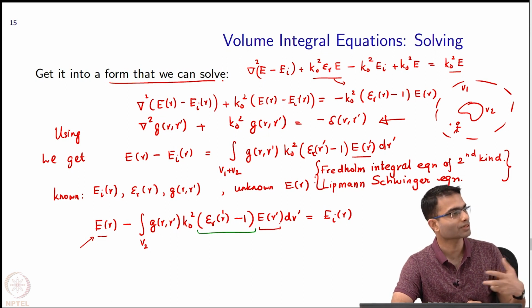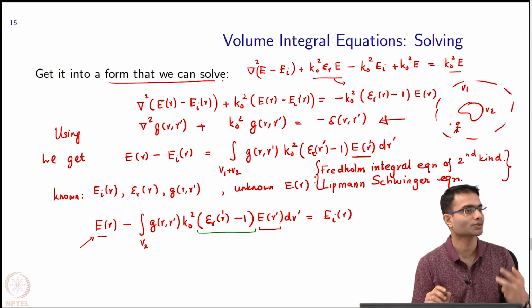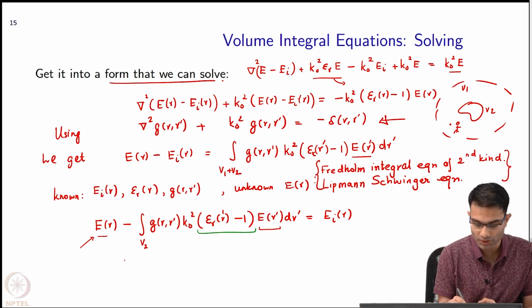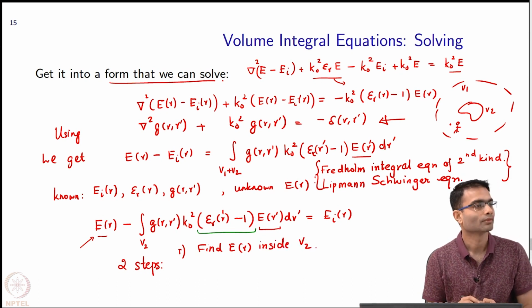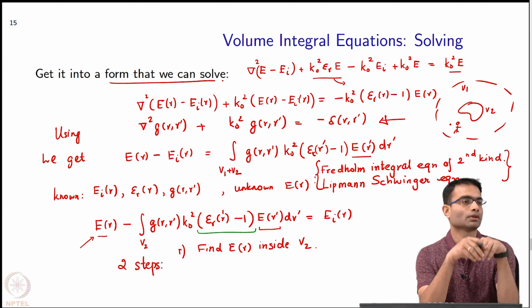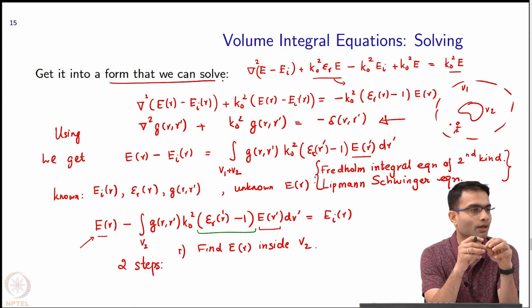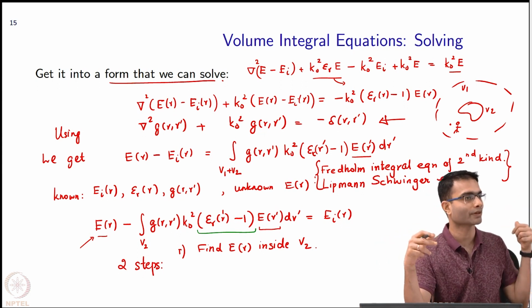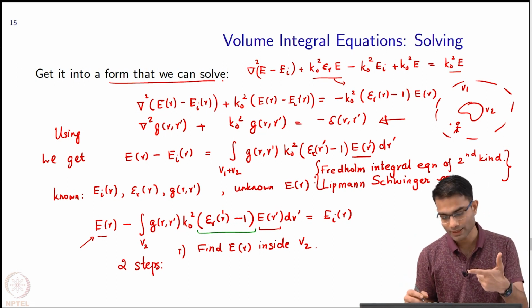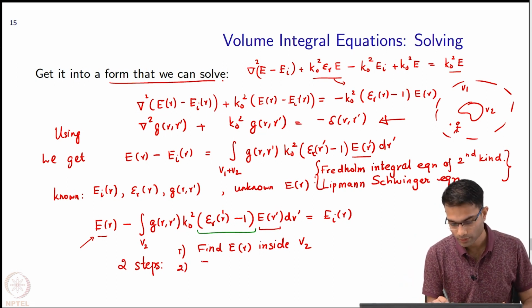So, we have already come across this trick earlier. Integral equations are always solved in 2 steps. The first step is find E of R inside V2. This was like our electrostatic example of the charge on the rod. First find the charge, then find the potential everywhere. You can't directly find the potential everywhere. So, first find E inside V2 and then find ER anywhere.